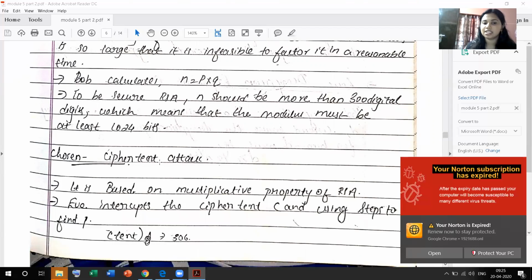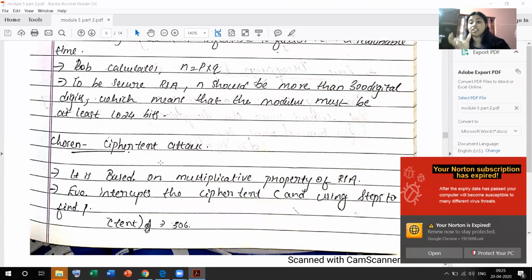Chosen cipher attack uses the multiplicative property of the RSA ciphertext. You can intercept the ciphertext and, using various steps, find the plain text P.